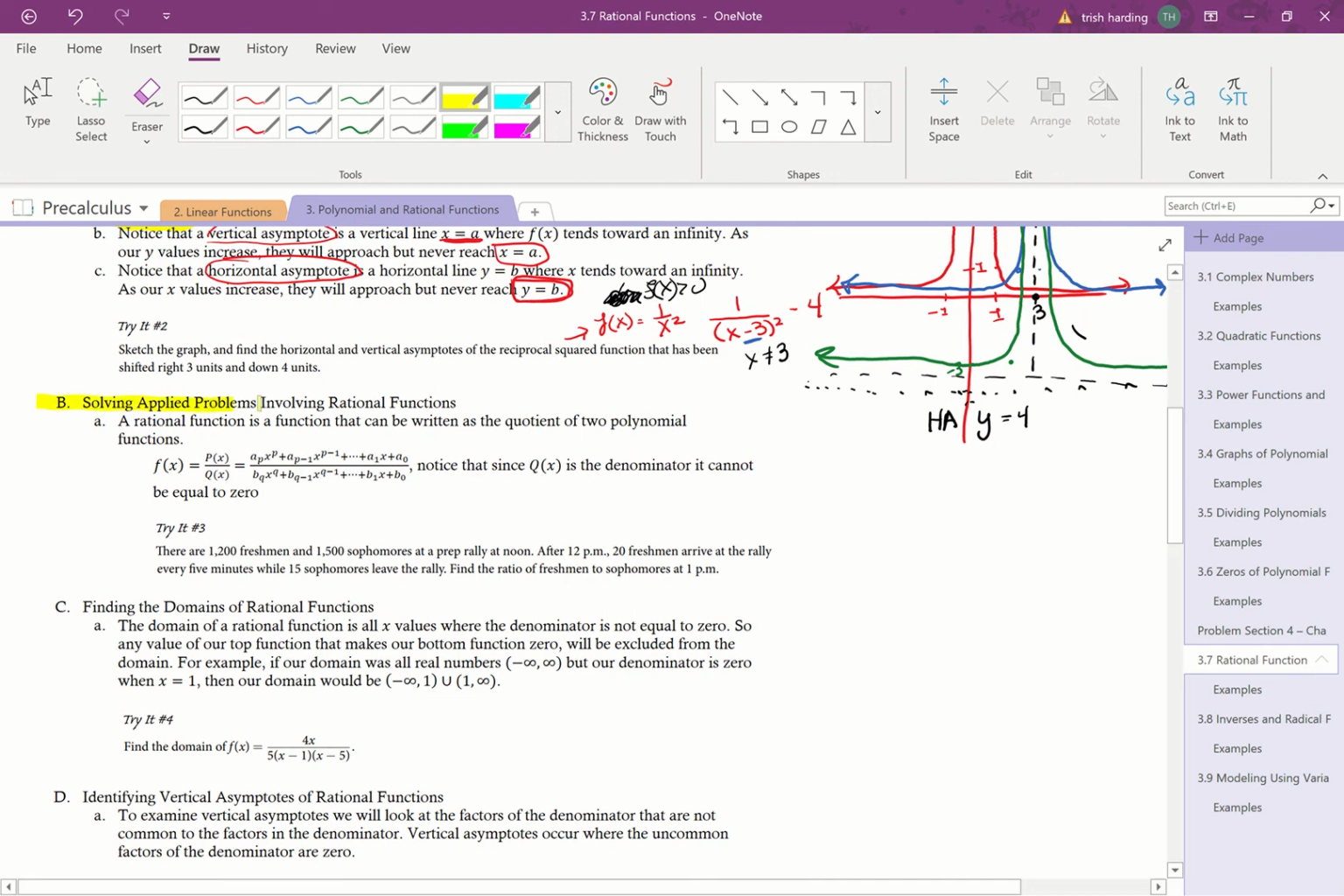So now moving on, solving applied problems involving rational functions. A rational function, as you have noticed, is a function that looks like a fraction. P is the top, Q is the bottom. So Q is our denominator, P is our numerator. And notice that they're just polynomials. So it's the quotient of two polynomials. And what that means is it's like when you divide two polynomials. So that's what we were doing before.